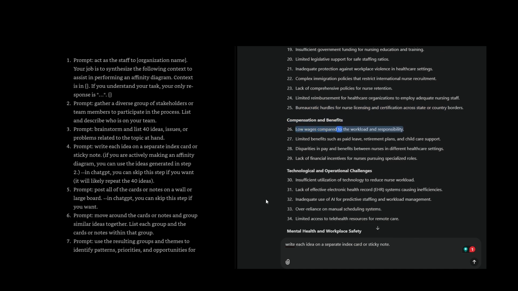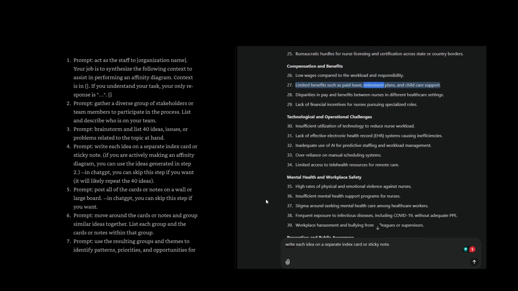Compensation and benefits. Low wages compared to the workload and responsibility. Limited benefits such as paid leave, retirement plans, and childcare support. Disparities in pay and benefits between nurses in different healthcare settings. Lack of financial incentives for nurses pursuing specialized roles.